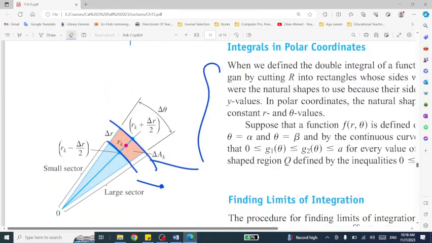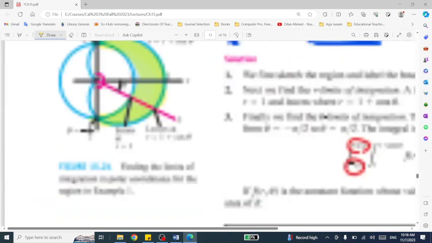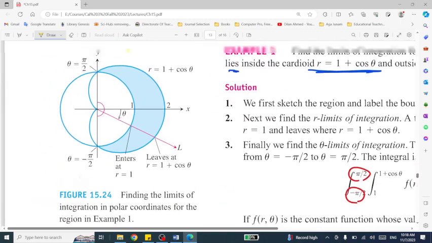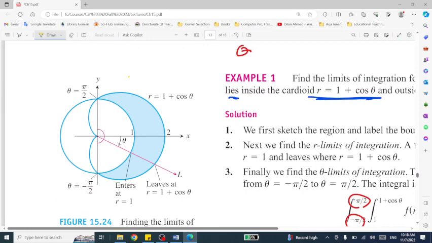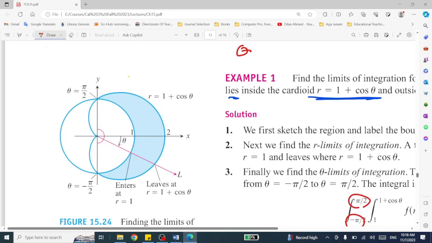All this speech, all these things, all these strategies: sketch, find R limit, find theta limit, all this, during the example I'm going to mention. Now you know about the graph, you know about theta. Now it's R's time. How do we find R? You need to start from the origin.